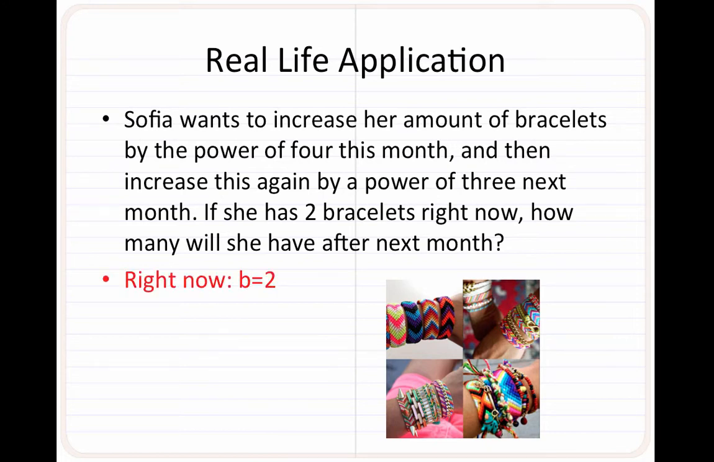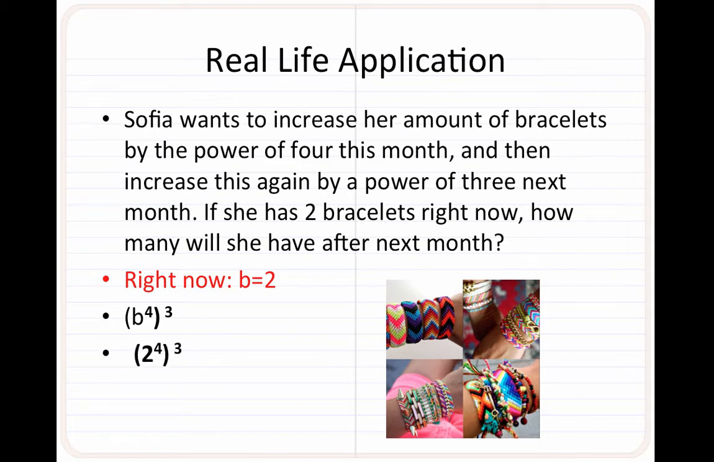Okay, so we know that right now she has 2 bracelets. So b, our variable for bracelets, equals 2. Now, we will first get the amount of bracelets she gets this month. That would be the bracelets she has right now to the power of 4, because this month she wants to increase it by the power of 4. Then that amount will be increased again by the power of 3.